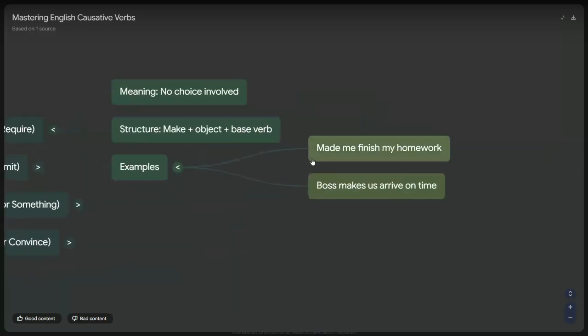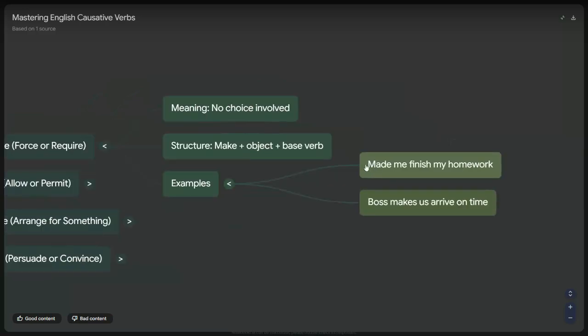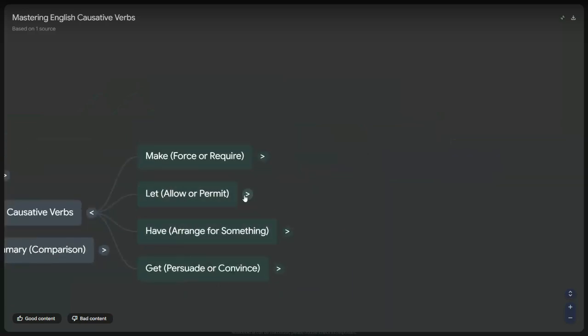An example can be: she made me finish my homework. Boss makes us arrive on time. Okay, she made, yeah, here "she" is missing, so: she made me finish my homework. Okay, so let's go to the next one.